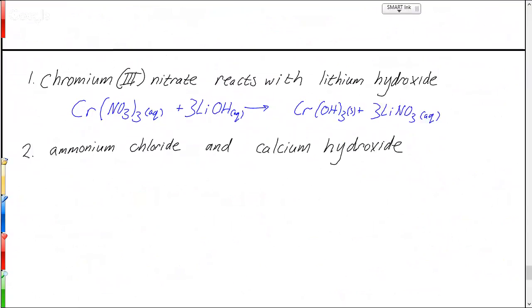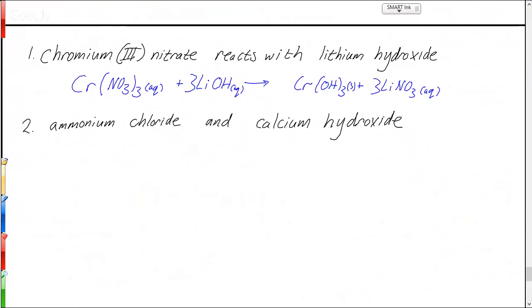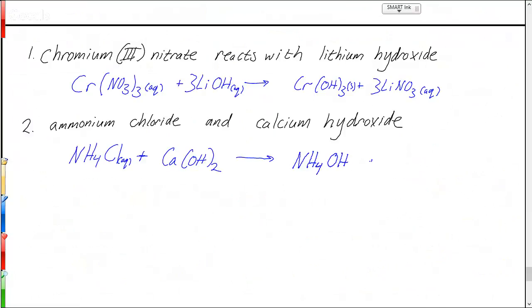So then we've got ammonium chloride, NH4Cl, and calcium hydroxide. So then we're going to get ammonium hydroxide and calcium chloride.